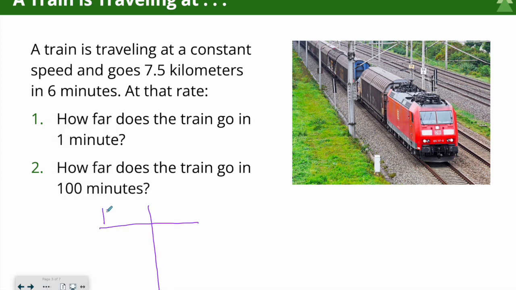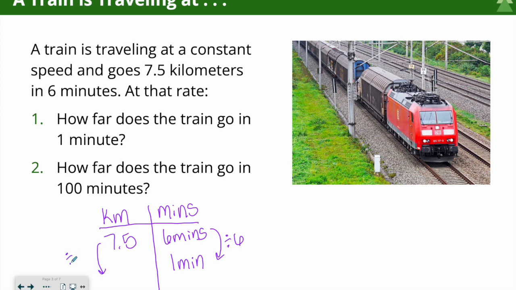Thinking about our given information, we have our kilometers and we have our minutes. So 7.5 kilometers in 6 minutes. And we want to find how far it goes in 1 minute. So thinking about a table, I'm going to divide both sides of my table by 6. And we end up with 1.25 kilometers per minute. So we're looking at a unit rate since we have 1 minute. So per minute, and what did we do? We did the kilometers divided by the minutes.